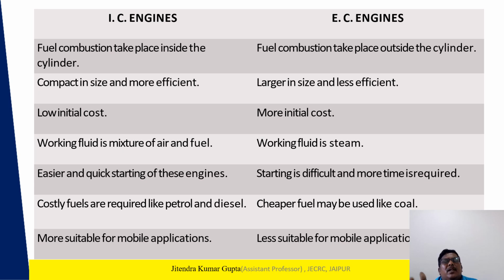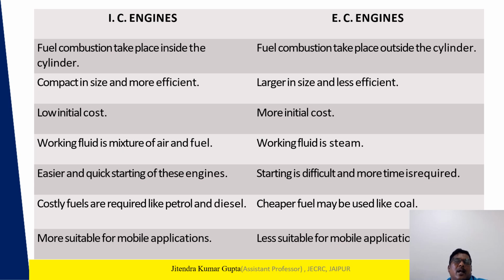Comparison: what is the difference between the IC engine and the EC engine? In the IC engine, the fuel combustion takes place inside the cylinder. In the EC engine, the fuel combustion takes place outside the engine. The IC engine is smaller in size and more efficient; the EC engine is larger in size and less efficient. The IC engine has low initial cost; the EC engine has more initial cost. The working fluid in the IC engine is a mixture of air and fuel, and in the EC engine the working fluid is steam.